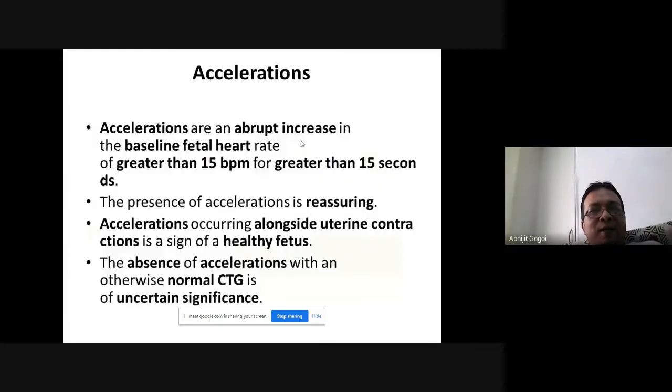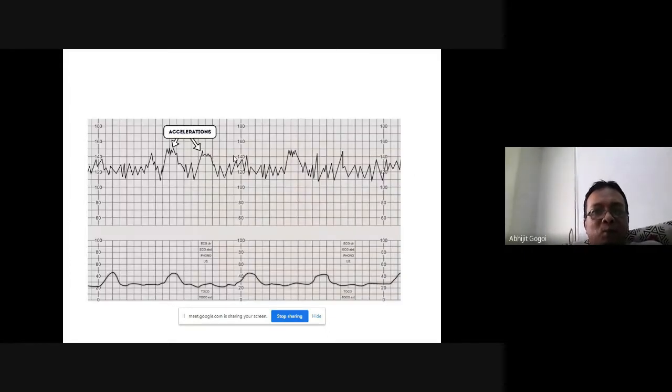So what is acceleration? An abrupt increase in baseline heart rate for more than 15 seconds. More than 15 seconds. Okay. So this is 10 seconds. You see this, this is the baseline, 120, 122, 123, and suddenly it takes a peak. Where it goes up to 150, here, 150.